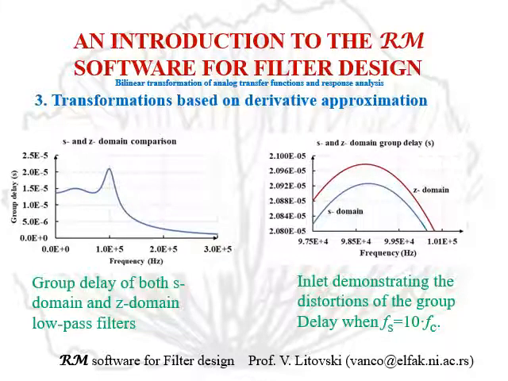We will discuss here now the properties of the transformed function. Particularly, we will look at the group delay. On the left-hand side of this slide, the group delay of both the S-domain and the Z-domain low-pass filter is depicted. That means the x-axis is both analog and digital frequency.